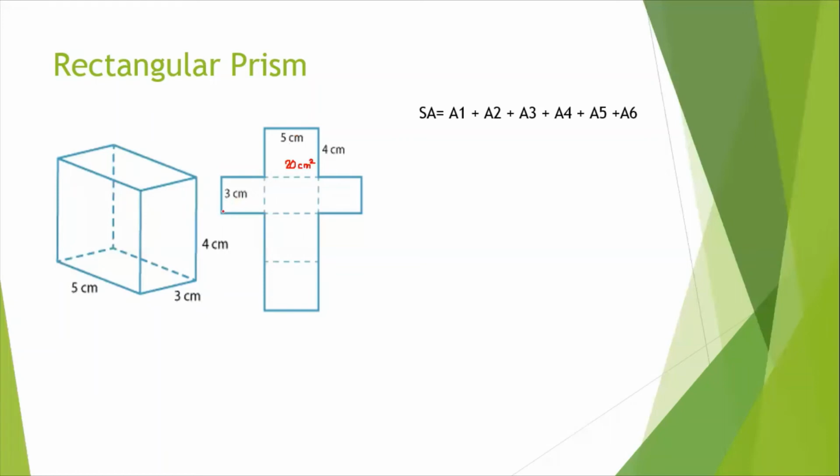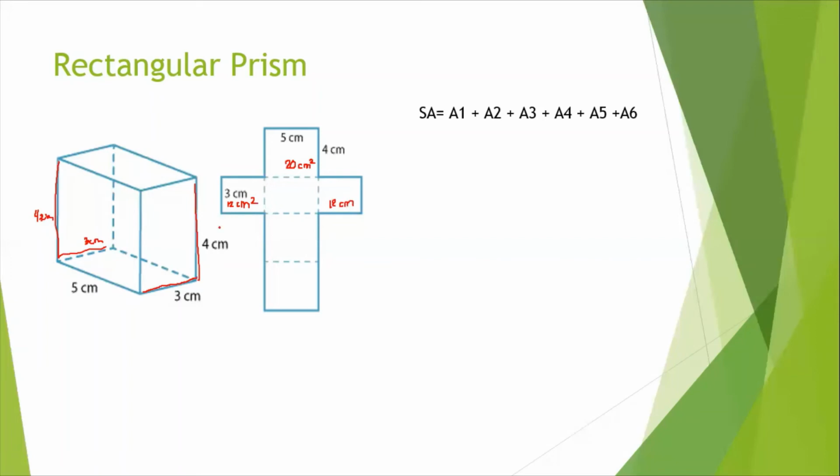Next, for this one, we have the length of 3 centimeters. This is the side. We have 3 centimeters and the height, which is 4 centimeters. So this will be 3 times 4. 3 times 4 is 12 centimeters squared. Same on its other side. This is the first side, and the other one has also the same measurement. This is 3 centimeters and the height is also 4 centimeters. So 3 times 4, we still have 12 centimeters squared.